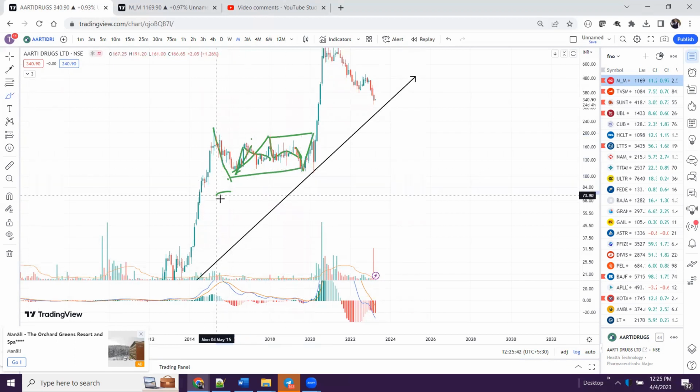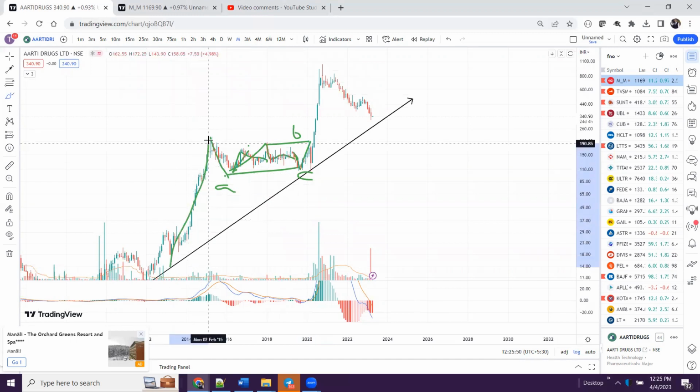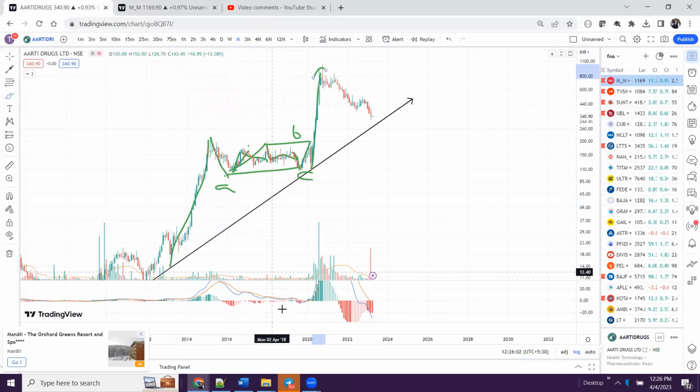If you label this as A, this as B, and this as C, it means that for every impulse, if we get a corrective structure, then one more push up is possible. So this is the basic principle for our analysis, and now we have to look for a similar thing here.